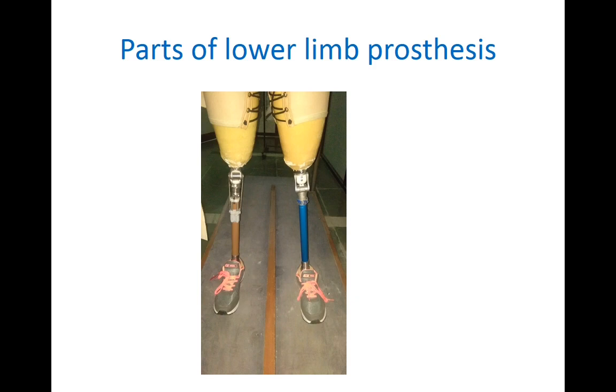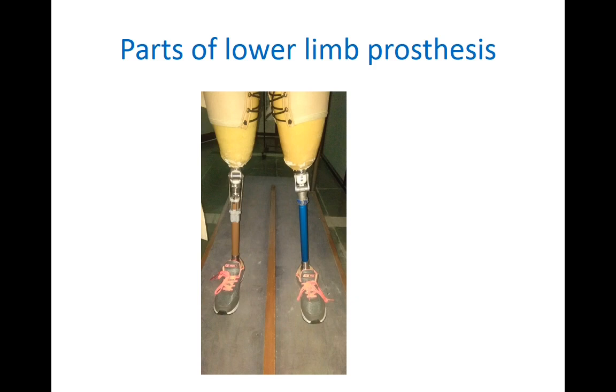Now we have the same system here. We have the socket, you can see the yellow color along with the harness over there. That's the socket part. Then comes the knee joint, right at the knee level, then the pylon, and then the foot piece. This is a prosthetic foot, and the whole limb is a prosthetic limb. So these are the components.